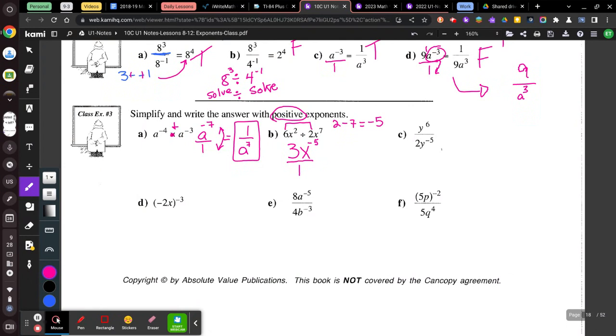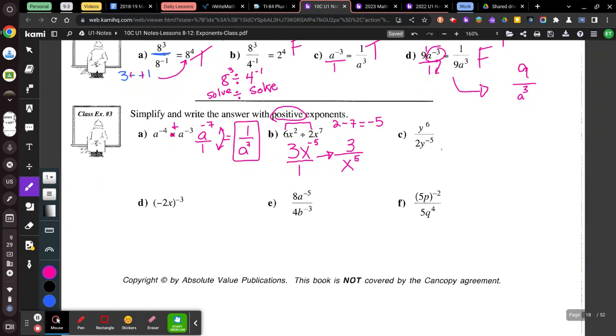Now this is that situation like with this 9. Is the 3 part of the negative that has to flip? No, the 3 is not part of what flips. So this is now going to look like 3 on top of x to the 5. Only the negative part is going to flip to the bottom. That's all.